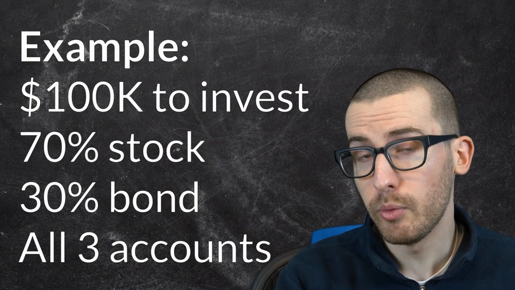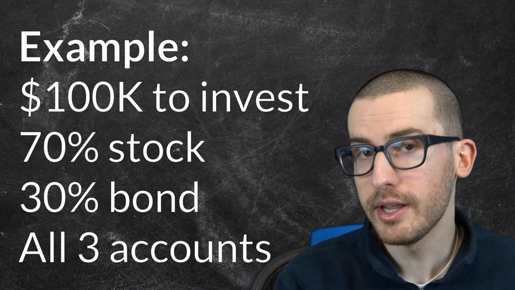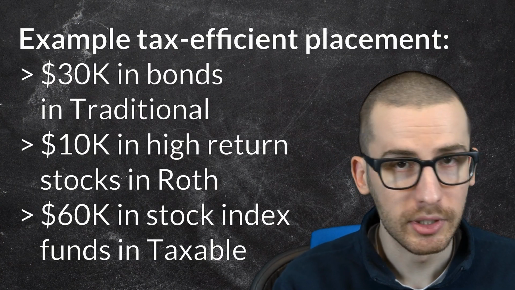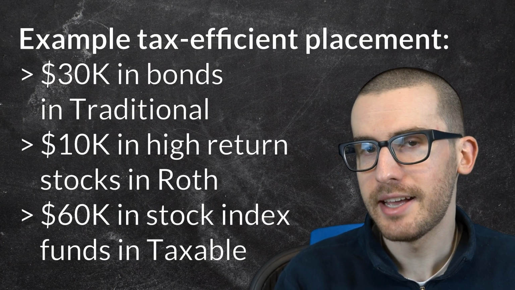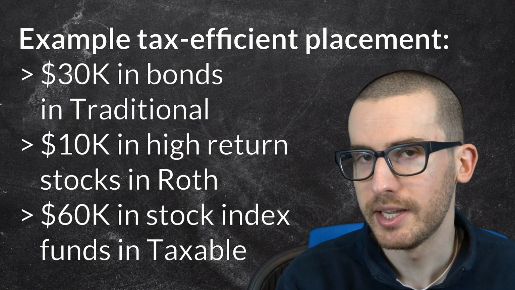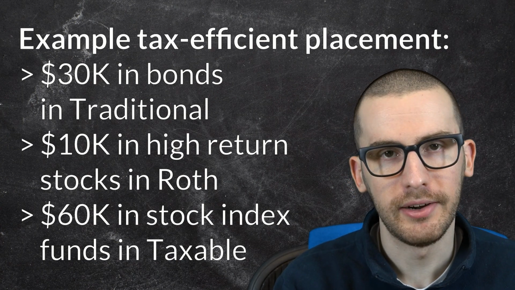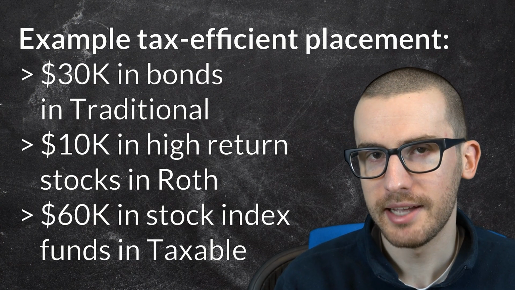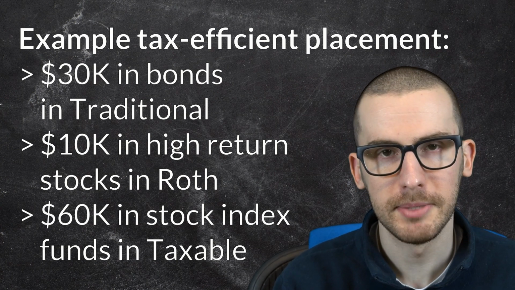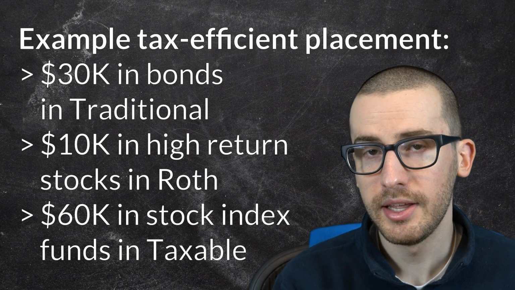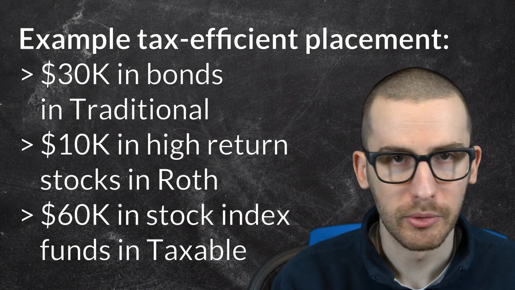So for this example, with that $100,000, you might put $30,000 into bonds within a traditional 401k, take $10,000 of your highest growth investments and put that in a Roth IRA, and then take the remaining $60,000 of your tax efficient investments like a stock index fund and invest that within your taxable brokerage account. Tax-efficient fund placement is a strategy that I use personally within my portfolio to help minimize the overall tax burden that I have to pay each year and hopefully throughout the life of my portfolio.